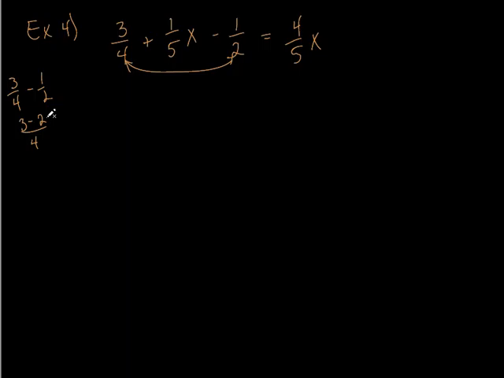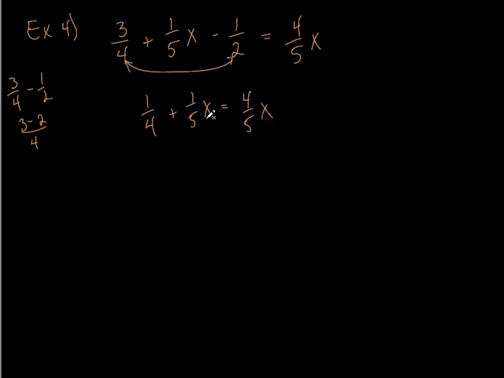Should be able to do that in your head, right? Because 2/4 is the same as 1/2, right? So what's 3 minus 2? 1/4. So 3/4 minus 1/2 is 1/4. Or you could have just looked at this and said, oh yeah, 1/2 is 2/4. 3/4 minus 2/4 is 1/4. Couldn't you? Alright, I just showed it to you for the sake of showing you. Plus 1/5 x equals 4/5 x.